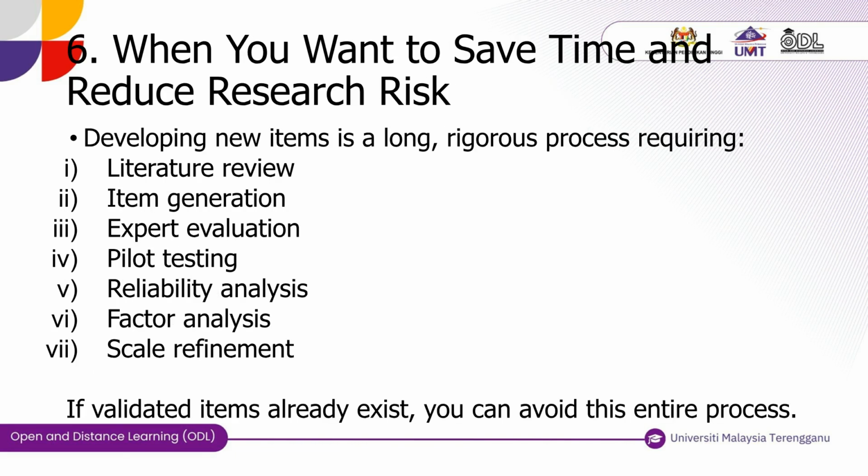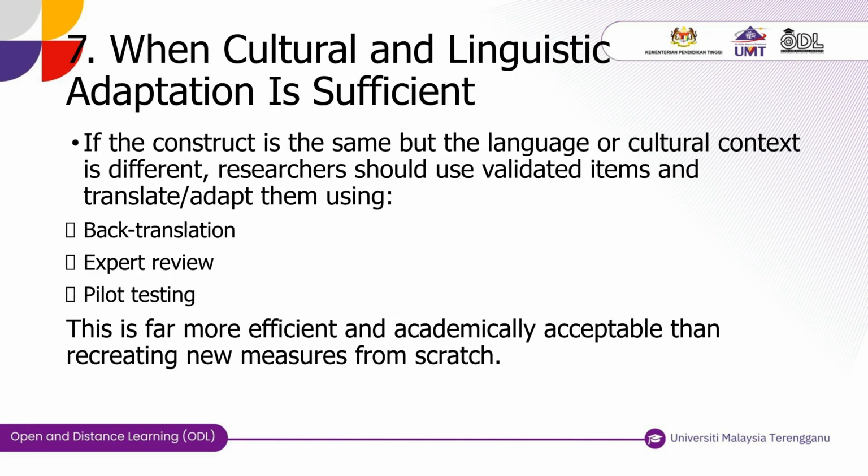Sixth, using validated items saves time and reduces research risk. It allows you to bypass the long, rigorous process of literature review, item generation, and pilot testing required for new scale development. Finally, when only cultural or linguistic adaptation is needed, use validated items and adapt them using back translation and expert review. This is far more efficient than creating new measures from scratch.